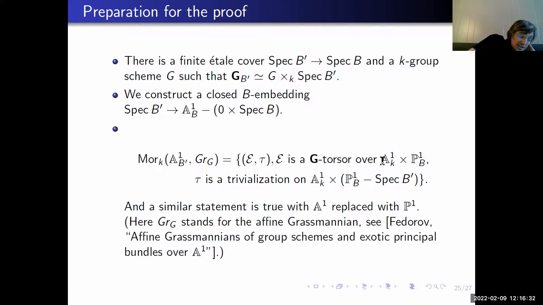Now it's a little bit more interesting. So recall that we can associate to every group scheme its affine Grassmannian. And I can look at morphisms from A_B'^1 to the affine Grassmannian of the trivialized group. And it's easy to see that it actually parameterizes the following pairs: a principal bundle, a G-torsor over this product, trivialized away from spec B prime.